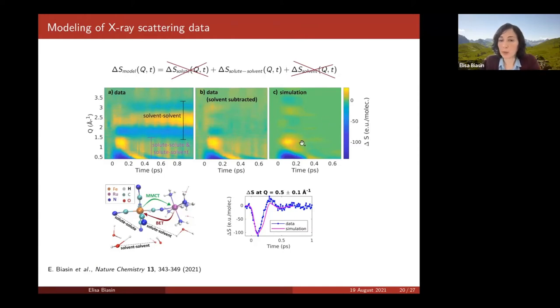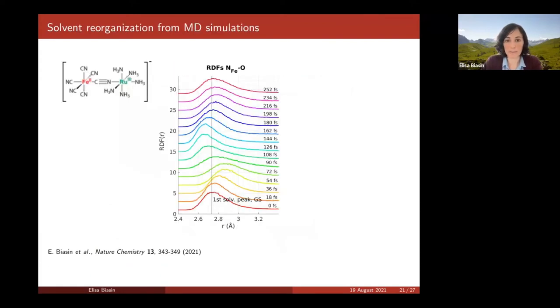So now that we have a simulation that describes the data, we can utilize the simulation to understand what are the solvent motions giving rise to this signal. I'm going to illustrate that by showing you the radial distribution function of the nitrogen of the ligand and the oxygen of the water molecule surrounding the ligands. So for instance, in this plot, I'm showing you the nitrogen of the cyanide and the oxygen of the surrounding molecule. Starting from the bottom, that's the radial distribution function in the ground state.